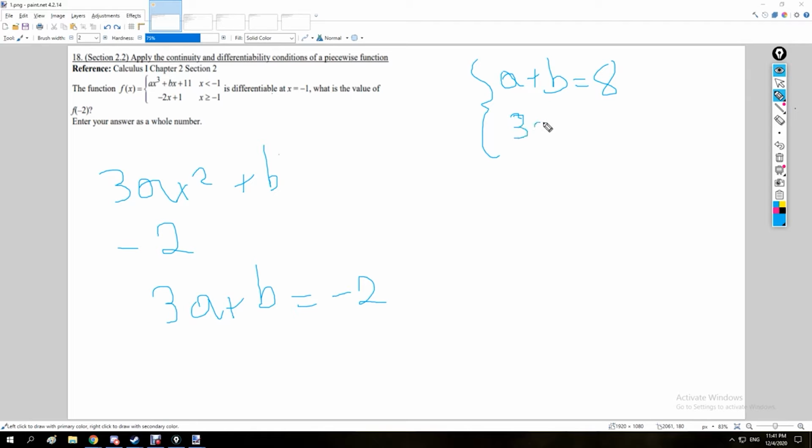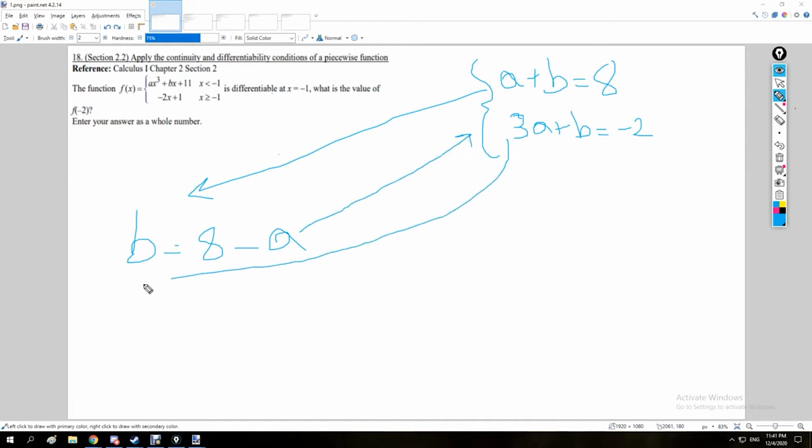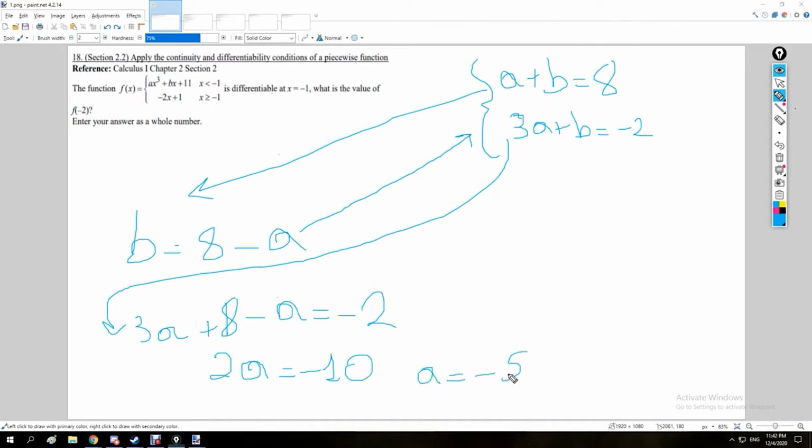So there are two ways to solve this. For me, I prefer the substitution way. So simply, we're just going to modify the first equation as such. B is equal to 8 minus a. And then we can substitute that into the second equation, which gives us 3a plus 8 minus a is equal to minus 2. 2a is equal to minus 10. A is equal to minus 5. And then we can substitute this back into the first equation.